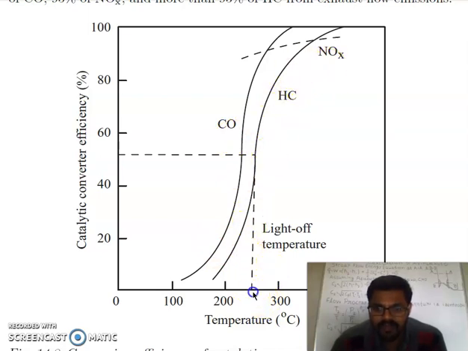But when you come to 250 degree temperature, you can see above 250 degrees almost 80 to 90% of hydrocarbon and almost 70 to 80% of carbon monoxide, and almost 90% of nitrogen oxide is converted into stable elements. As the temperature increases further to 400, you can see it is 100% efficient. So the catalytic converter will start to function at this point, and it will give its maximum output at 400 degrees Celsius. So the exhaust temperature should be maintained in the catalytic converter near 400 degrees Celsius.